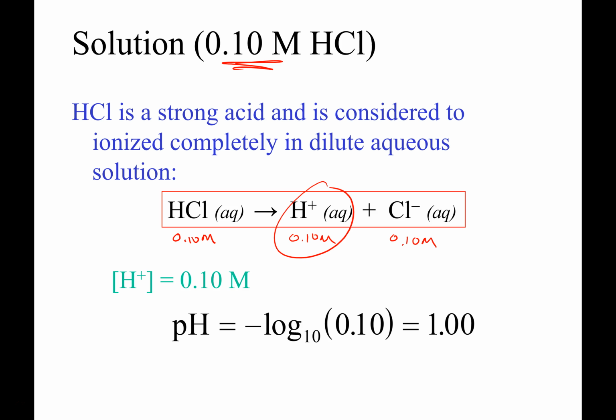Okay, cool. So right off the bat, what's your pOH? 13. 13, that's it. You rearrange pH plus pOH is equal to 14, then your pOH is equal to 14.00 minus pH. So your pOH is 14.00 minus 1.00, which is 13.00. Indeed.